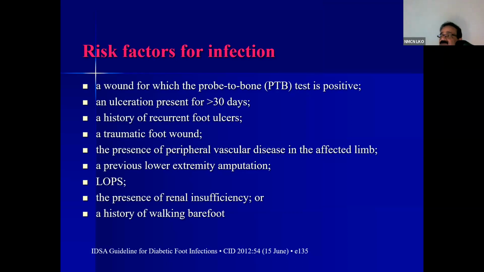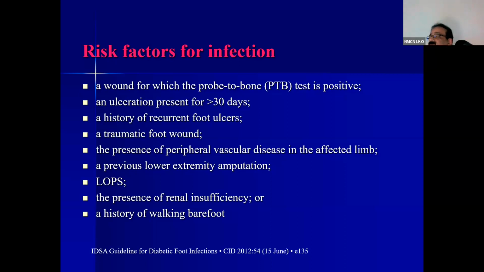Now, what are the risk factors for diabetic foot infection patients? On examination, if you find there is an ulcer and there is a sinus, and you put a metallic probe inside and it touches bone, then the chances of osteomyelitis in that particular portion is 70 to 80%. This is called the probe to bone test positive.